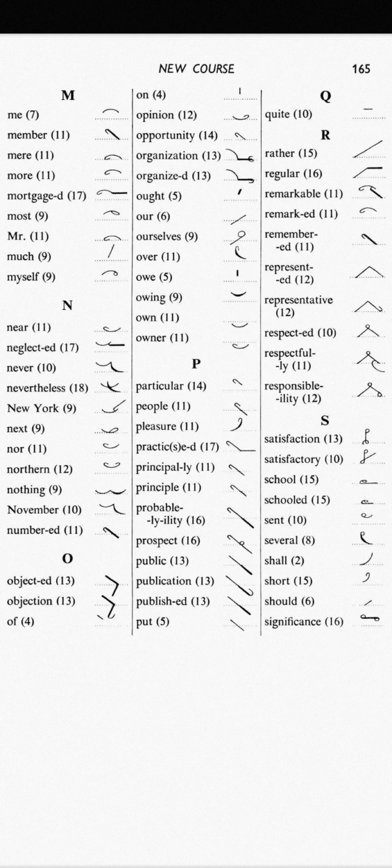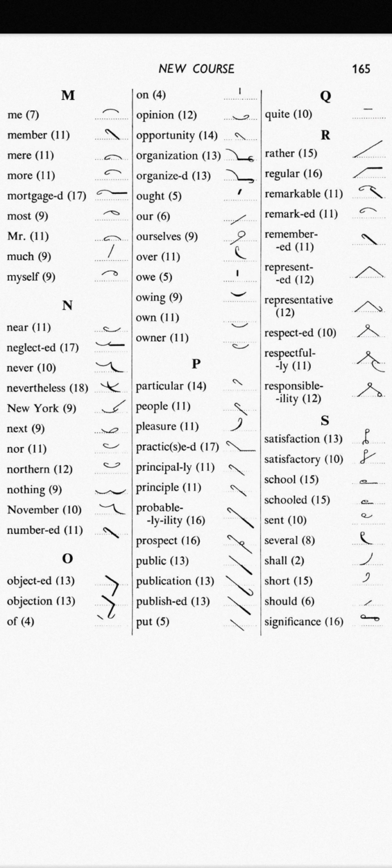K stroke above the line halved for quite. Upward R doubled here on the line for rather. Upward R with gaze stroke on the line for regular. M stroke with R hook above the line. B stroke with L hook on the line for remarkable. M stroke R hook above the line for remark or remarked. B stroke R hook on the line for remember or remembered.